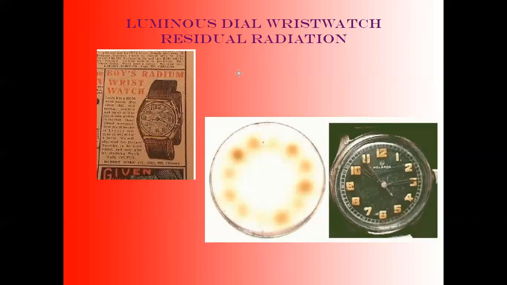Radium and calcium have similar chemical properties, so radium is deposited in the bones. Radium and its isotopes have long half-lives, the time to decay into radon gas. Radium-226 has a half-life of 1,600 years.